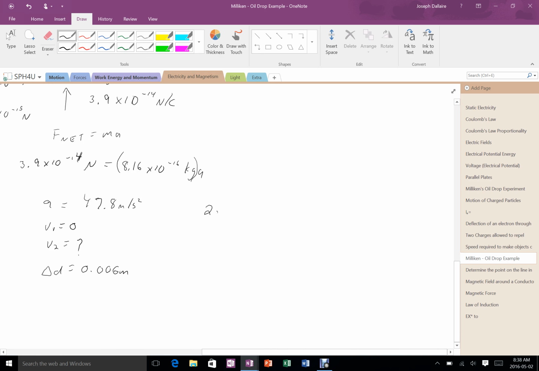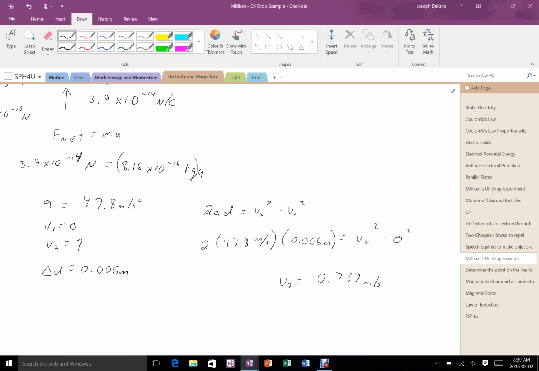Okay, so our kinematics equation here: 2aD equals V2 squared minus V1 squared. Remember, I can use this approach because we're saying, at least close enough, that the electric field between the two parallel plates is constant, and as a result, the force acting on the particle and the resulting acceleration are all constant. So solving that equation, I get a final velocity of 0.757 meters per second.